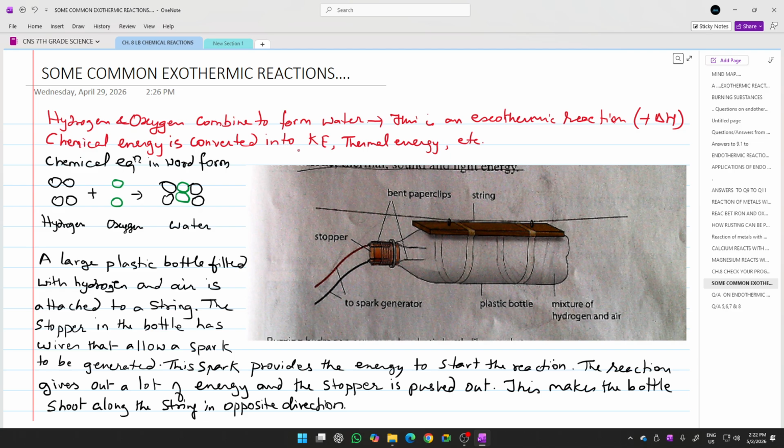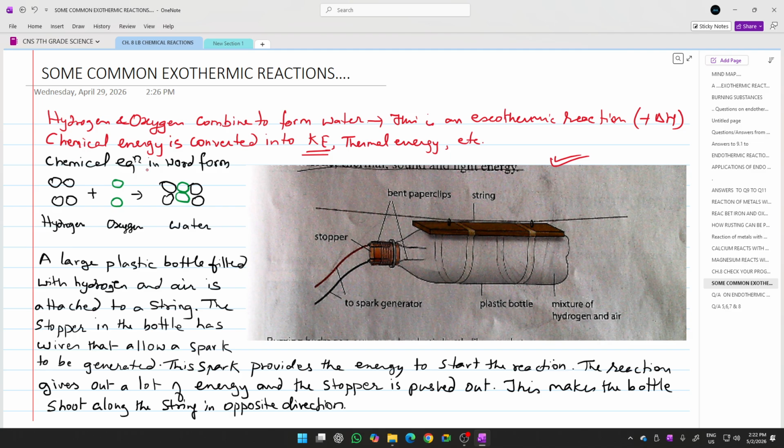This heat energy, as I told you many a times, can be expressed in the form of light, and many a times in the form of sound. Here in this particular case we have made some arrangements so that we'll see this heat energy getting converted into kinetic energy as well. The heat energy will be converted into kinetic energy when you burn hydrogen in the way shown in this diagram. Can you see this arrangement? Let us try to understand this.